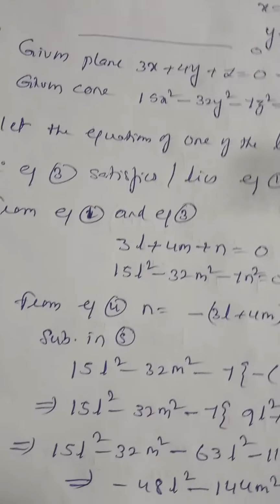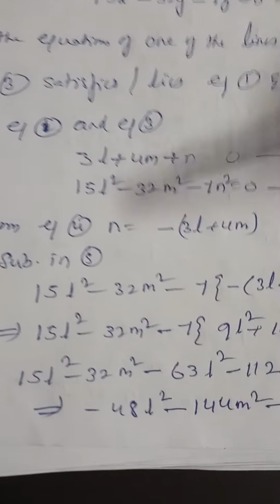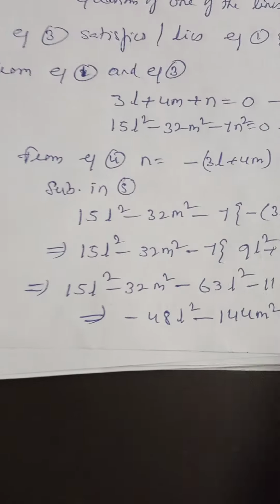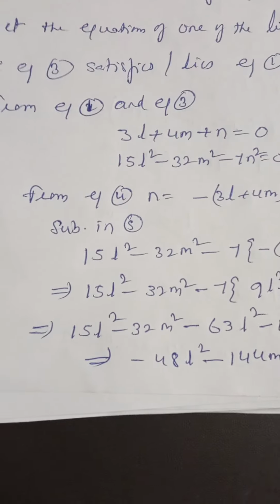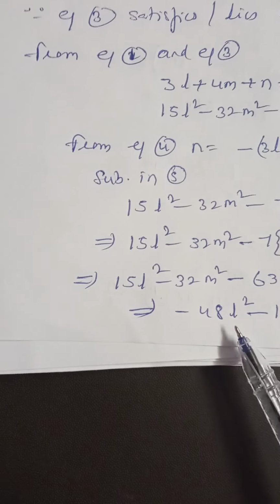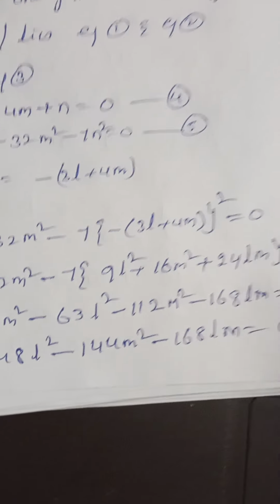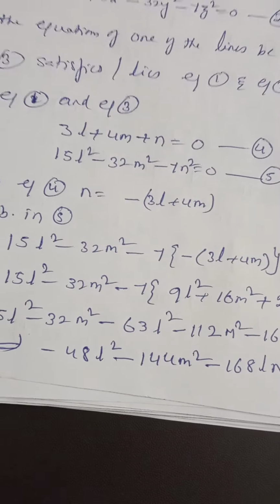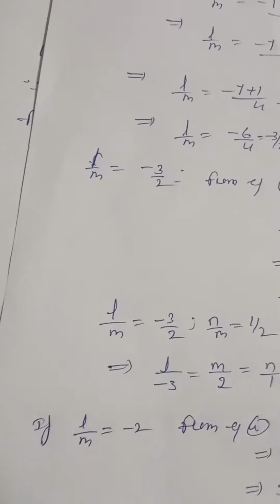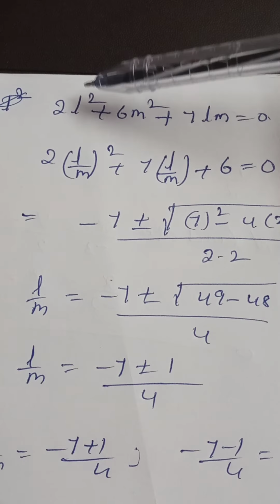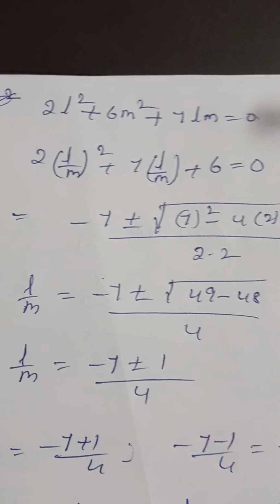Same as the above procedure. Now from here I am finding the n value: n is equal to minus 3l plus 4m. Substitute that n value in equation number 5. By simplifying, I got this result: minus 48l square minus 144m square minus 168lm is equal to 0. Now here 24 is common, if you take minus 24 common you will get this result. Minus 24 common, then cancel: 2l square plus 6m square plus 7lm is equal to 0.